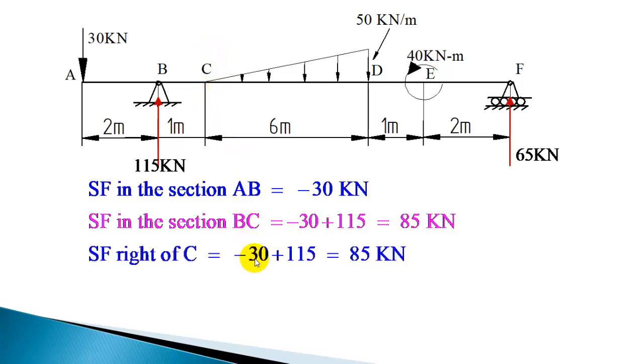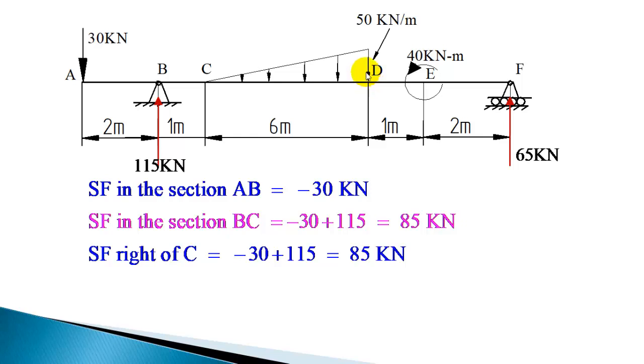So immediately right of C, you can only see two forces, minus 30 and plus 115, and this part of load you can neglect because you are only taking a section immediately right of C. So immediately right of C you have a shear force of 85 kilonewton. So there is no change here at point C.